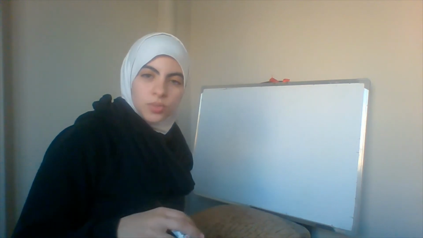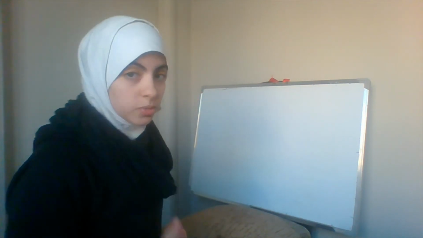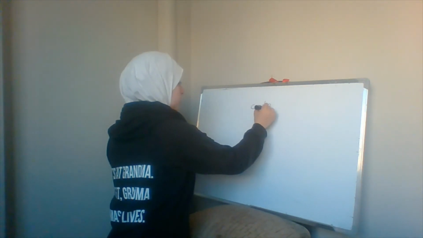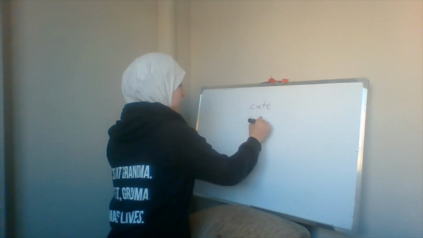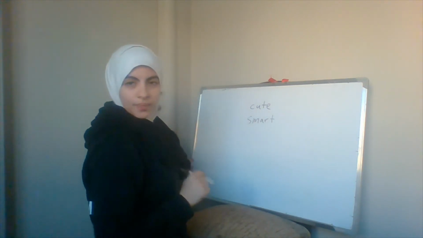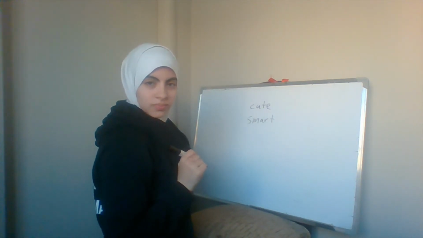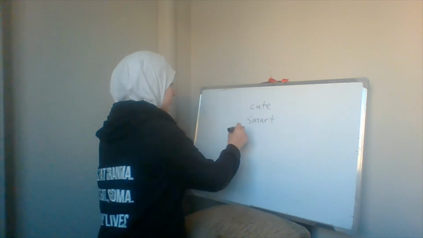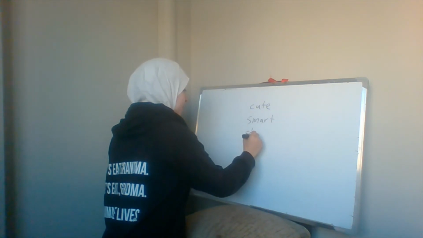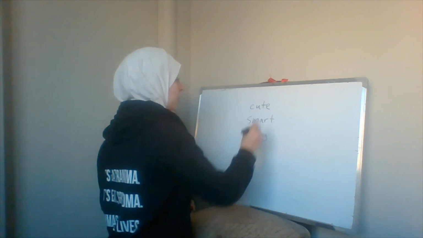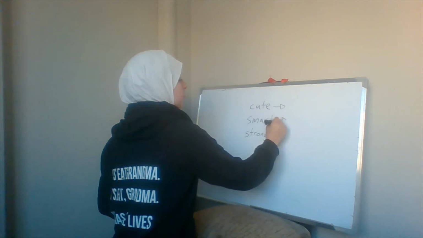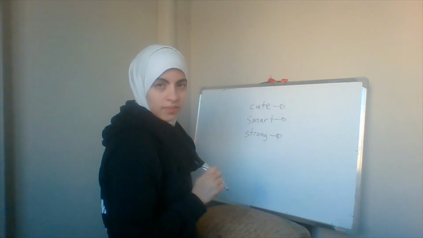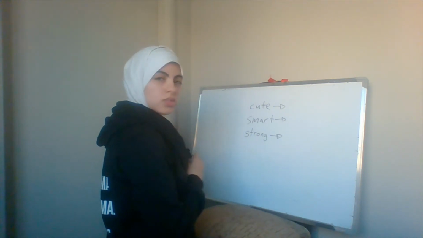Now let's practice with some adjectives, regular ones, okay? So we have cute, smart. Okay, give me another one. Strong. Okay. Now let's turn them into the comparative form. What are we going to add? Er. Okay, let's try this.